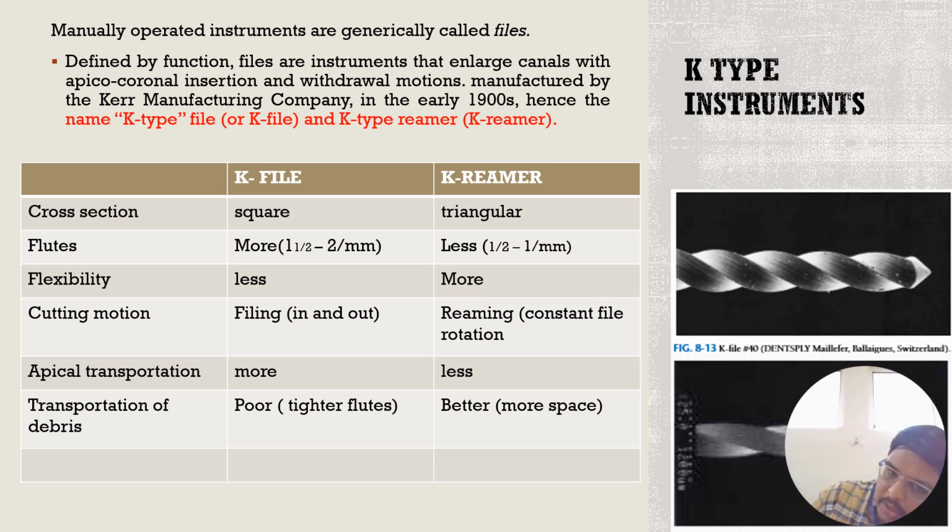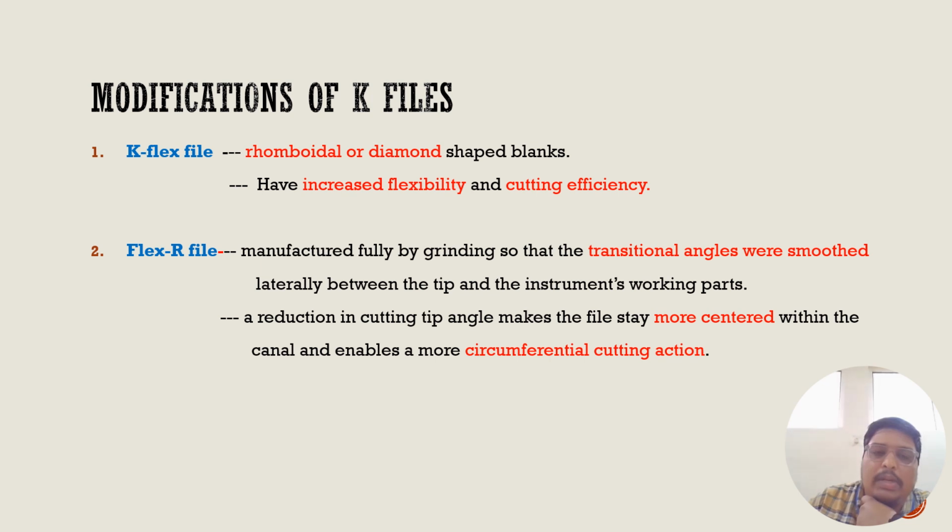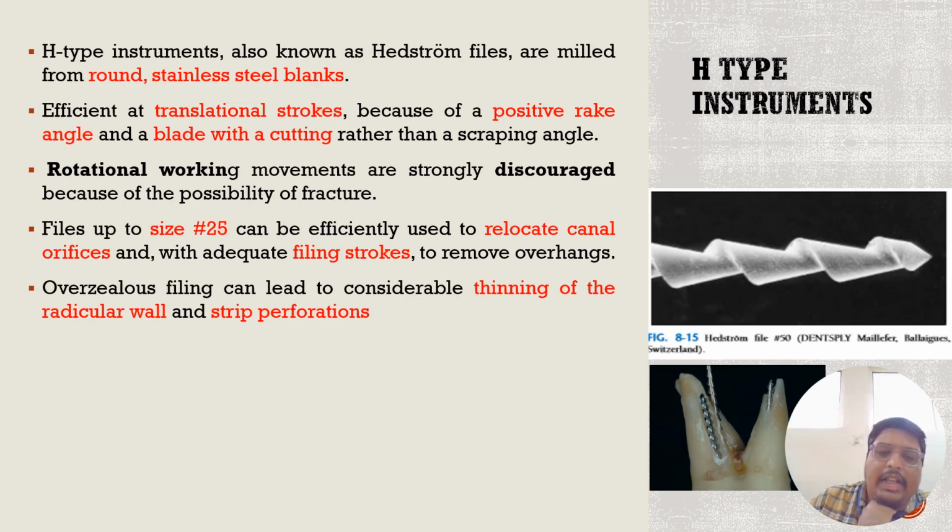Cross section, which is square and triangular. Flexibility, cutting action, file remains apical, transportation, and transport of debris are compared between the two. Modification of the K-flex: rhomboidal or diamond-shaped blanks have increased flexibility and cutting efficiency. Flex files are manufactured by grinding.